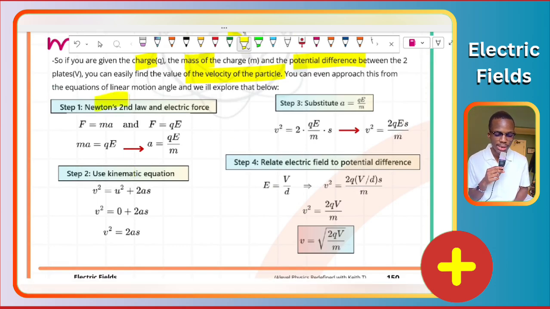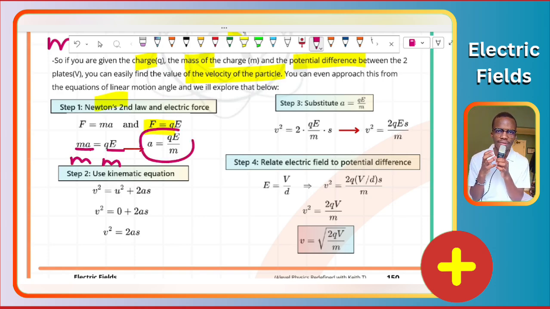Okay, so Newton's second law of motion states that F is equal to ma, right? And we also know that F is equal to QE. So we can combine these two equations and say, hey, ma is equivalent to QE. So ma is equal to QE. We can make a the subject of the formula simply by dividing both sides by m. So divide here by m, and you divide here by m. So a will be equal to QE divided by m.